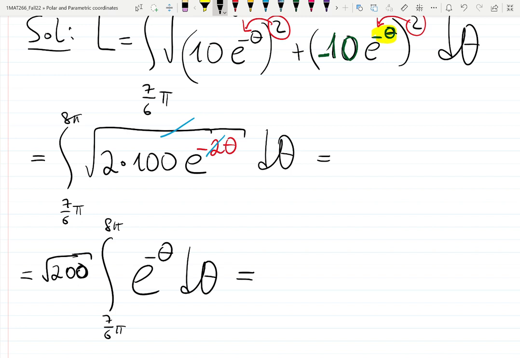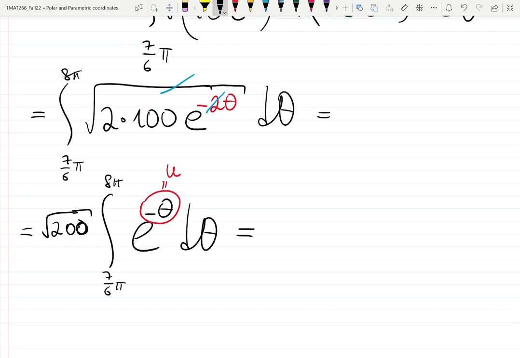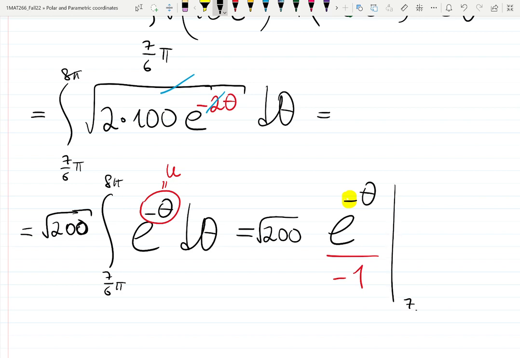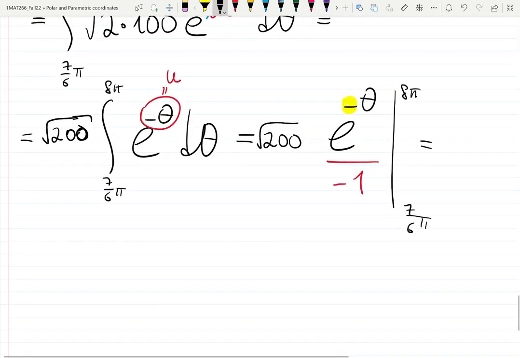A function like this is already on a test for you to practice U substitution. This is U substitution: minus theta has to be u, find du, and so on. There's a U substitution shortcut, which I personally like a lot, which gives you what? What is the integral of e to the minus theta? Copy, divide by the leading coefficient. That's the U sub shortcut, or perform U substitution. We will review it later for you if you want. Evaluate from 7 over 6 pi to 8 pi, and you plug it in and you get a number.